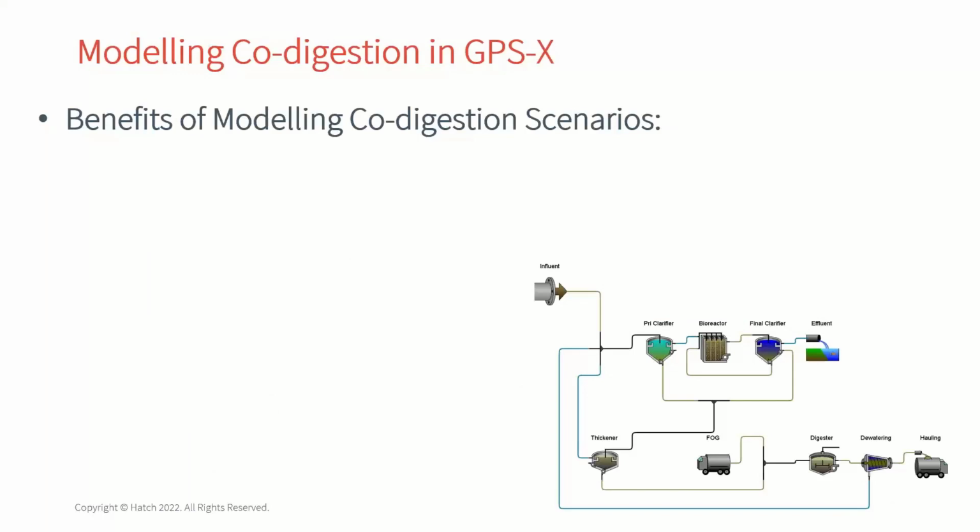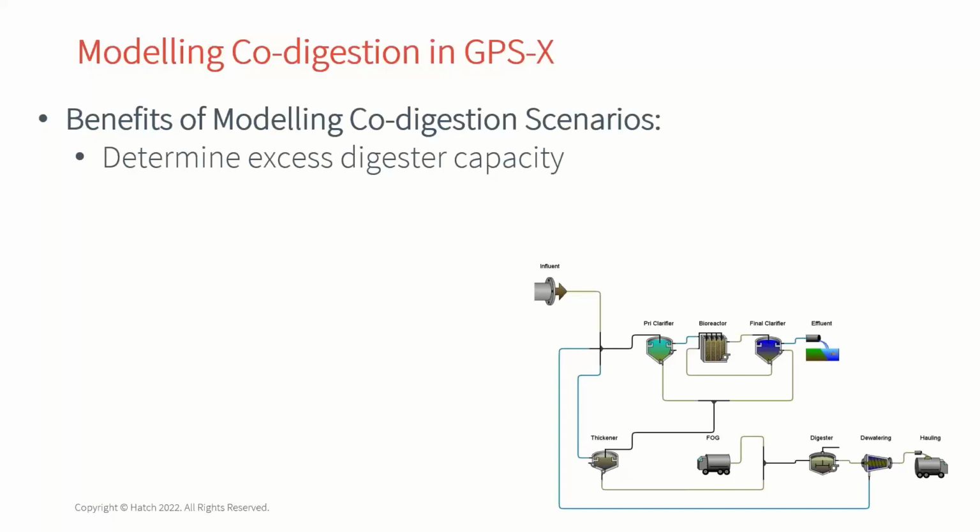Okay, so basically, this allows a lot of degrees of freedom and areas in which you can use a model to investigate what is going on in your system. So there's a lot of benefits to being able to model these types of co-digestion scenarios. Basically, the one thing that models are really good at is figuring out how much capacity you have for something.